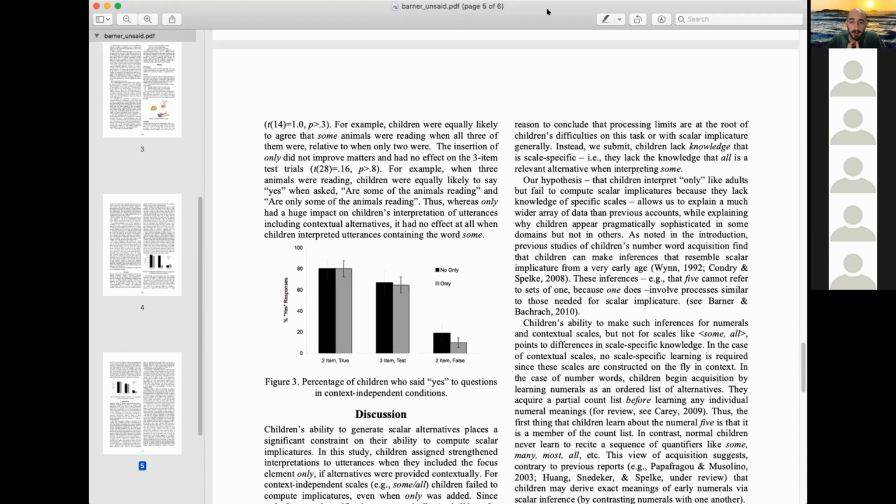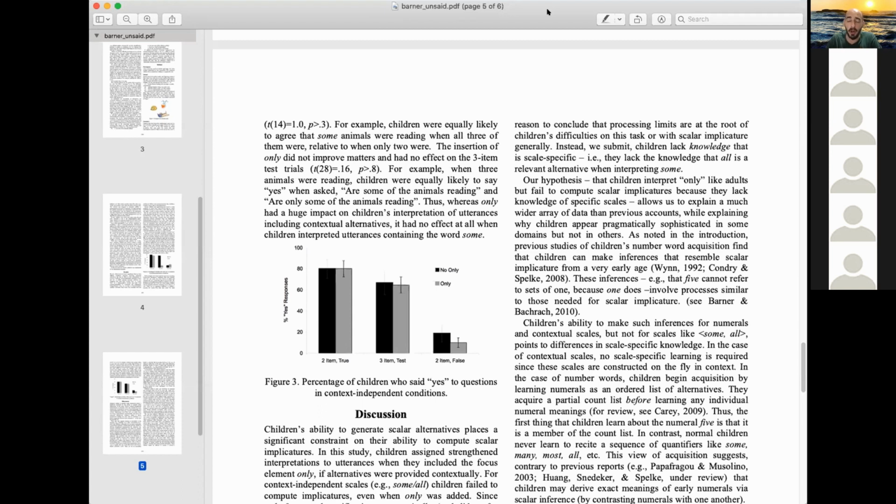Now, if I may add some sort of critique to this experiment, to me, the question including only is a little bit weird. I mean, not weird, but kind of complex to understand. It's quite complex, right? To ask, are only some of the animals reading? To me, it is a little bit tricky.